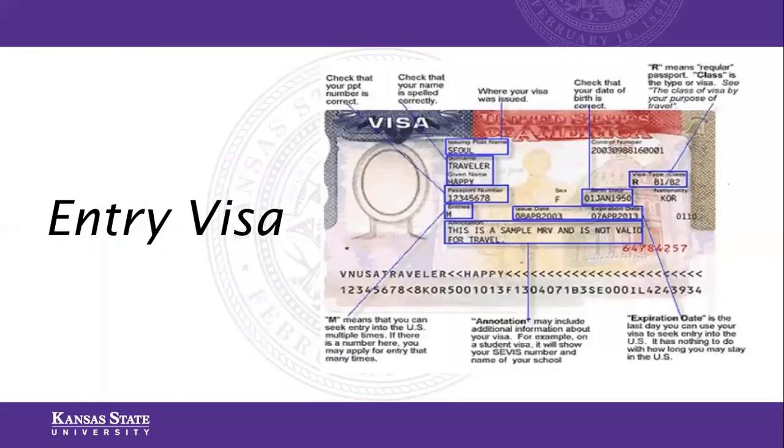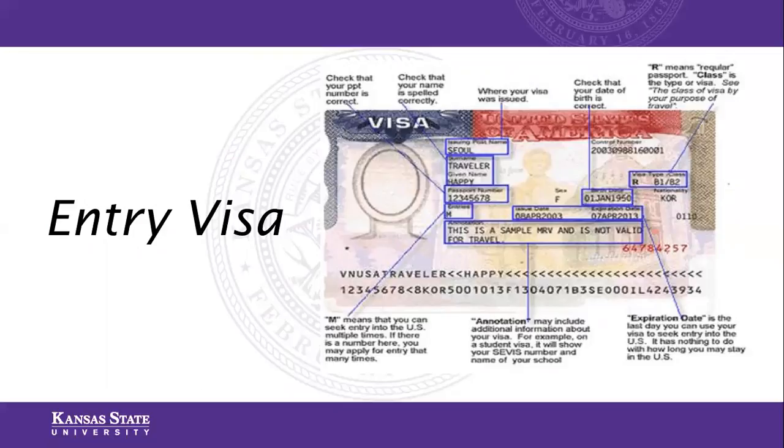And let's look first at the lower right-hand corner. It says M. This one is very common. Many people receive M as their entries. That means you can use this visa multiple times, as many times as you wish, until the expiration date. And you can see the issue date and the expiration date are also listed. The expiration date is highlighted in the lower left-hand corner.